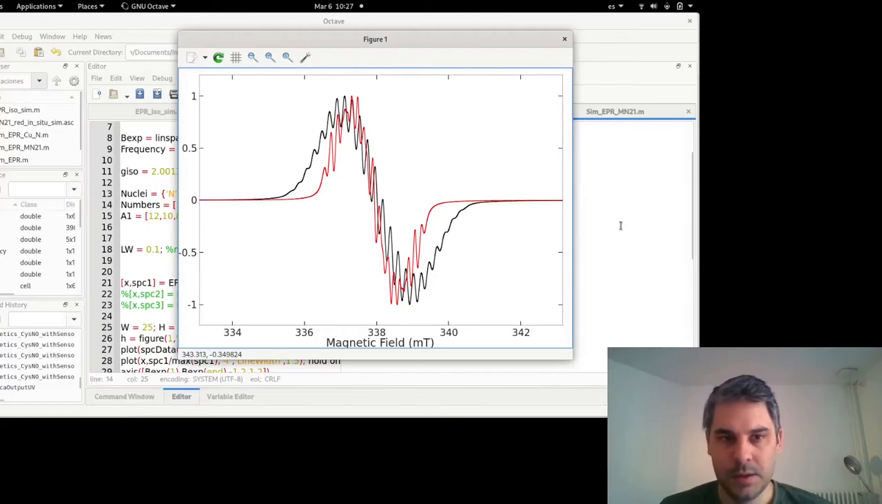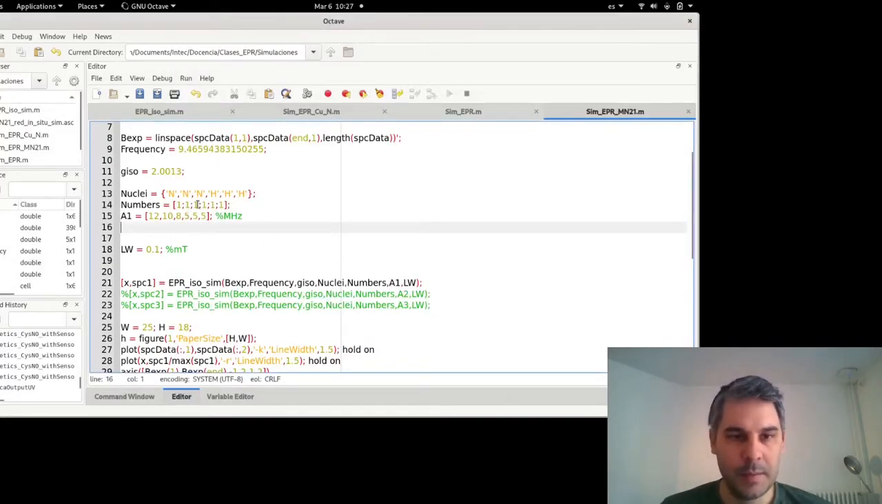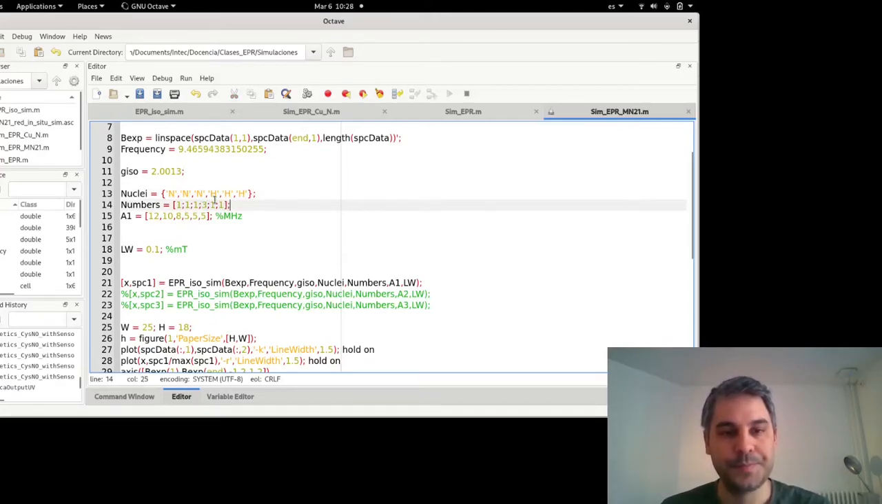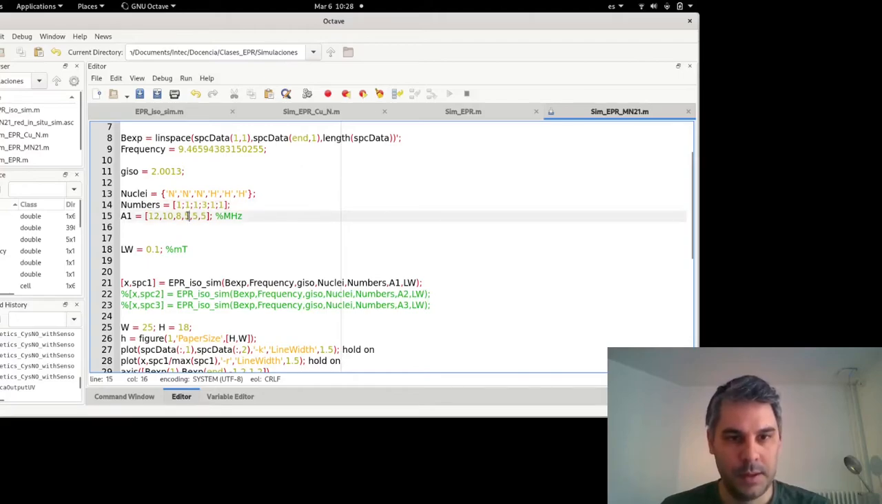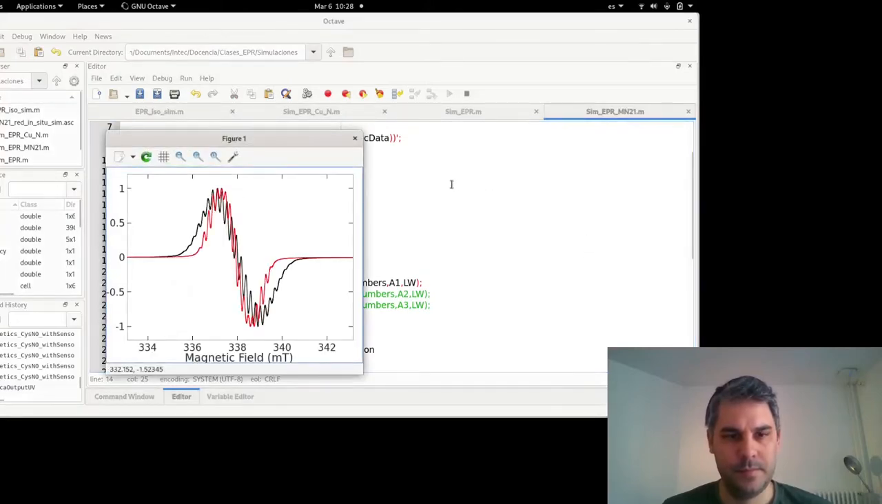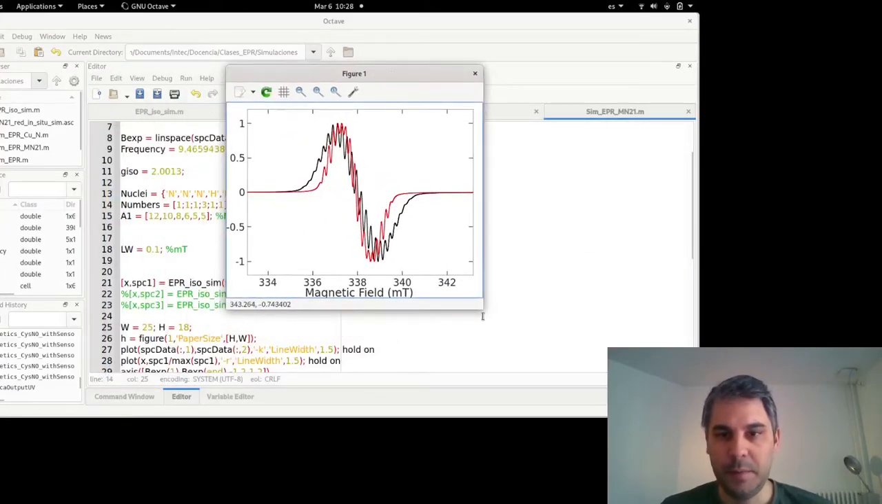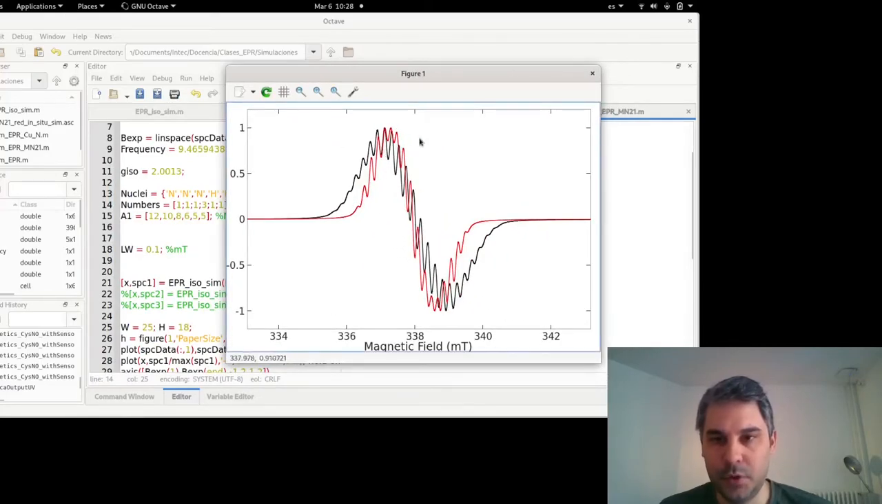enough. So I know what molecule this is. I'm going to show you later which molecule, and I know that there's a methyl group which has 3 equivalent hydrogens. So I'm going to put a 3 here. And let's see what we get. And now the pattern starts to become more similar, but still we are slightly off.